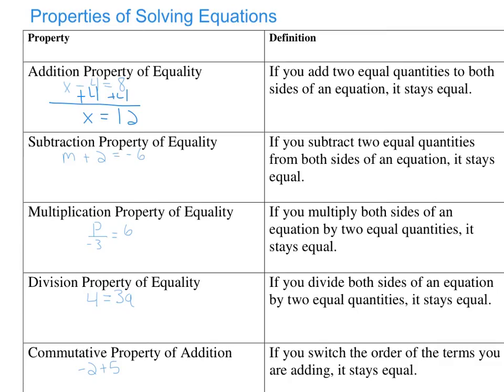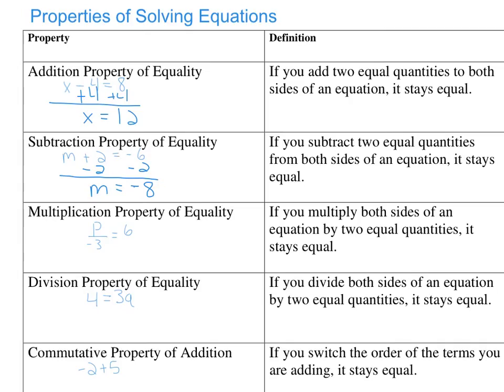The next property is the subtraction property of equality, which says if you subtract two equal quantities from both sides of an equation, it will stay equal. So what we would be subtracting in this equation would be 2 to get rid of the positive 2. If I subtract 2 from both of the sides, I'll end up with m is equal to -8, and that's my new equation. So that was using the subtraction property of equality.